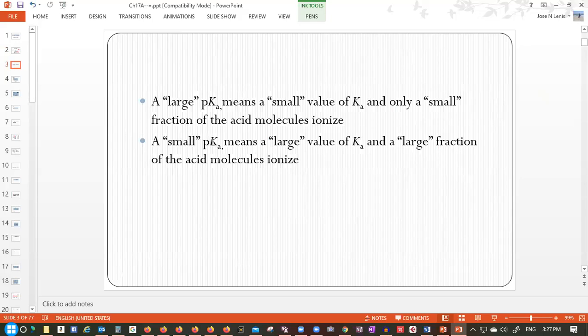So a small pKa means a large value of Ka, and a large fraction of the acid molecules ionized, that makes it stronger. So if the pKa number goes down, that means the acid becomes stronger. If the pKa number goes up, that means the acid is becoming weaker.